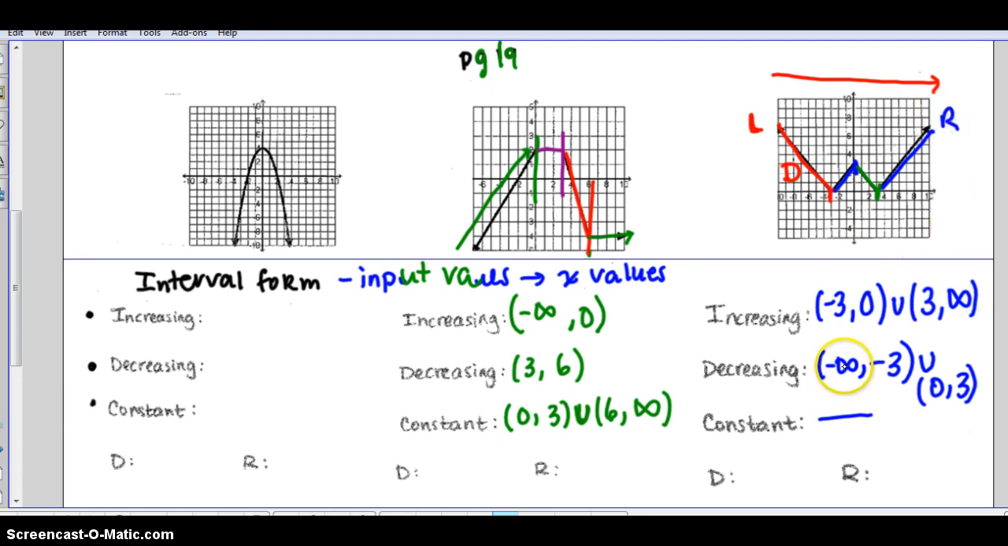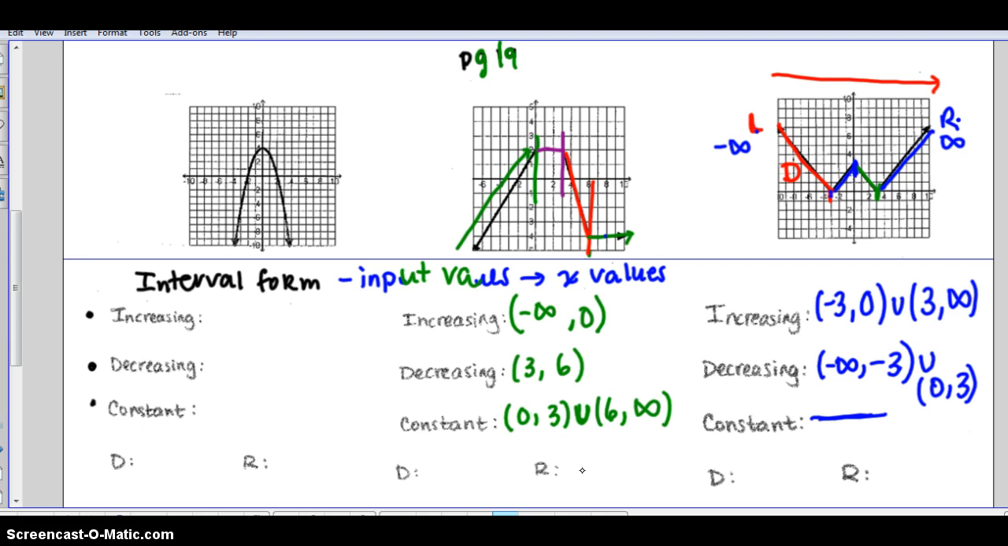So negative infinity is left forever. Left forever is -infinity to -3. Increases from -3 to 0. Those are those input values. Decreases from 0 to 3. And then picks back up from 3 to the right forever, which is infinity. There are no constant sections because there's no part of the graph where it's a straight horizontal line like it is in the first picture.